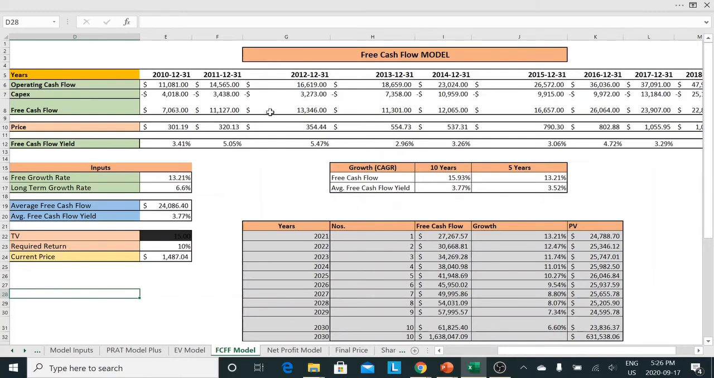If I look at the free cash flow yield, basically if you invest, how much free cash flow do you get. On average, the free cash flow growth rate is 16%, but for the last 5 years it's only 13%, right? So it's not bad. Actually, it's very good. And the average free cash flow yield as per my investment is less than 4%, right? So that's what's coming.